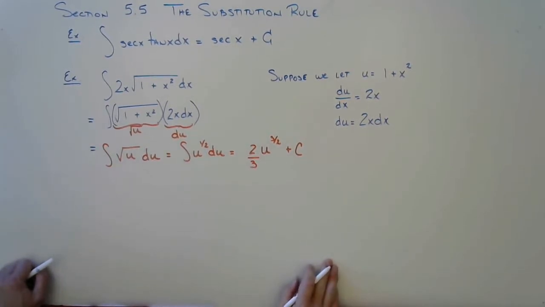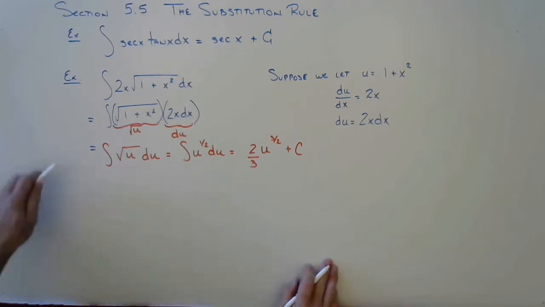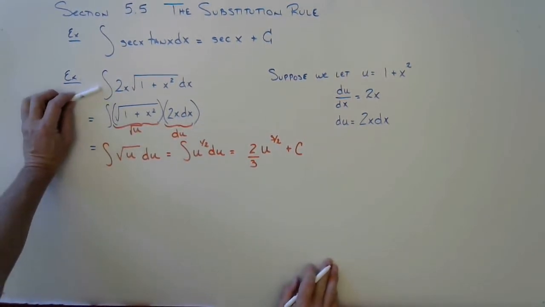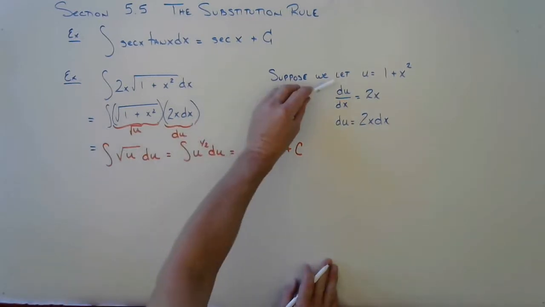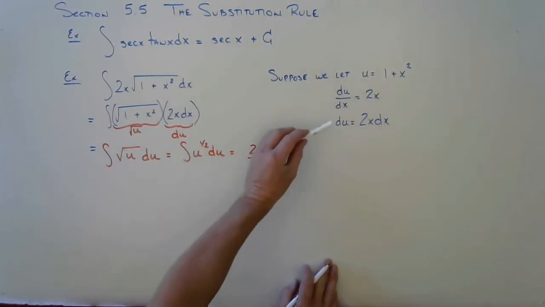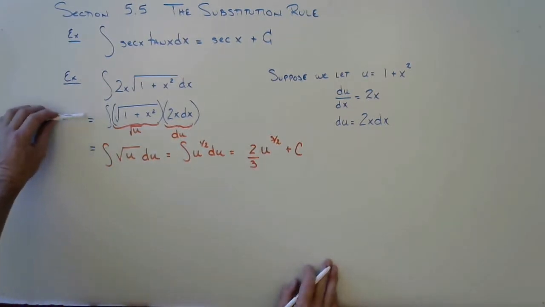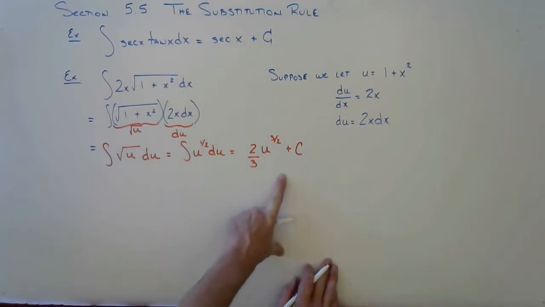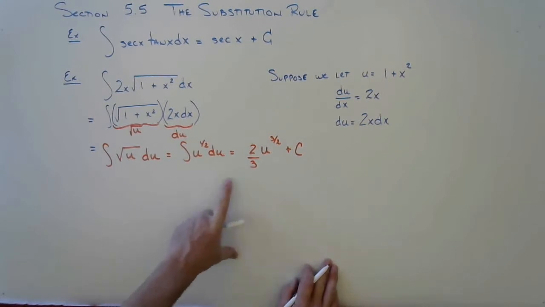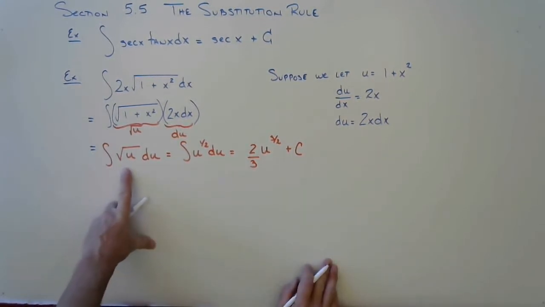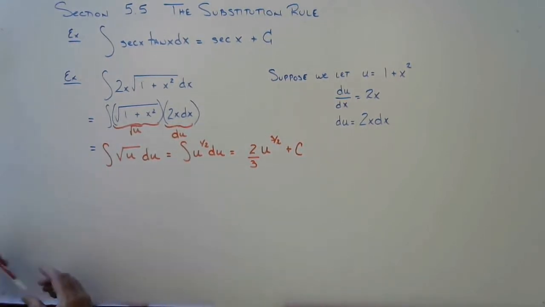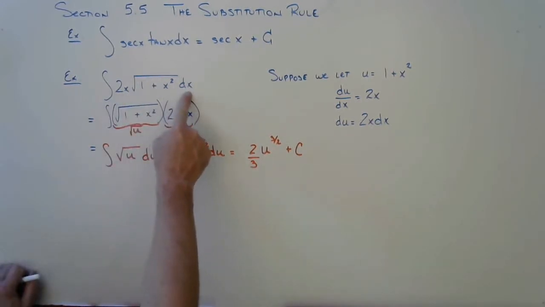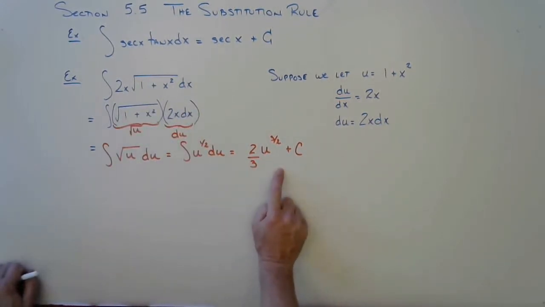Now this is what the substitution rule does. The substitution rule takes a problem that we do not know the antiderivative of. By us making an intelligent choice for u, determining du, it affords us the opportunity to do this substitution, and we can end up with an integral that we know how to integrate using antiderivatives, and we get our answer for the integral in terms of u. Now, that's not our final answer. Our final answer is going to have to be expressed in terms of x.